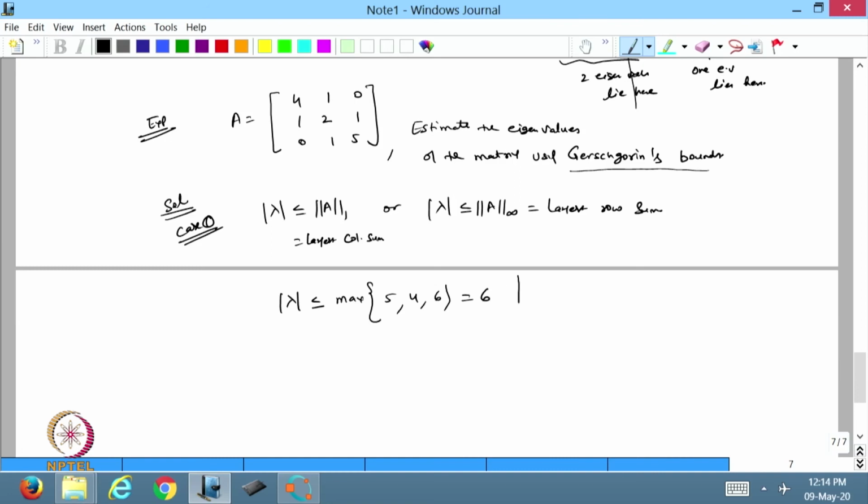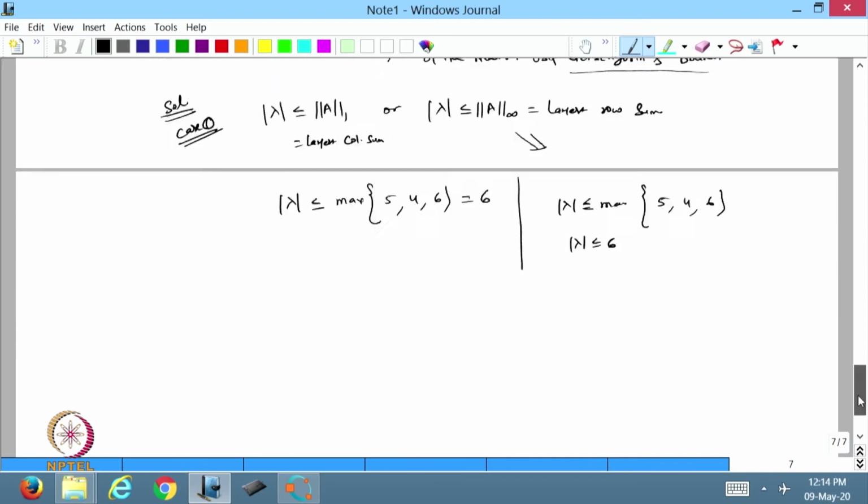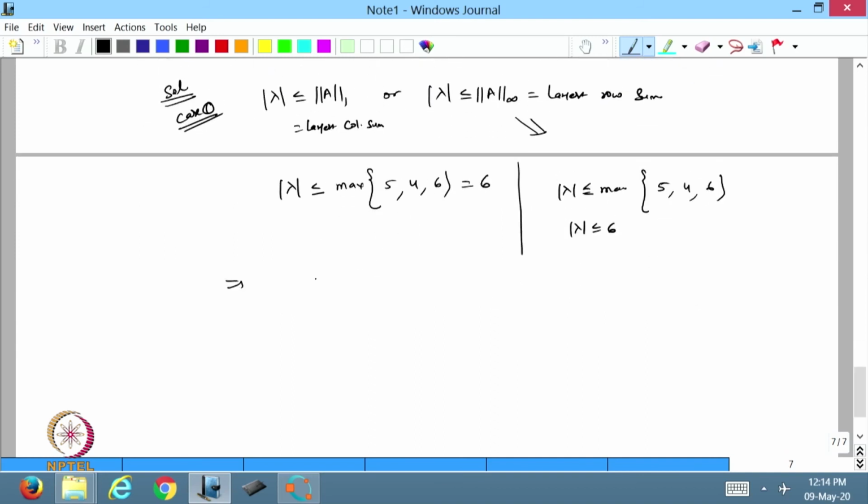Now, from here I will get lambda is less than or equal to the maximum over all row sums. So, that is 4 plus 1 is 5, 2 plus 1 plus 1 is 4, and 6. Now, from here I will also get lambda is less than or equal to 6. So, the magnitude of lambda is less than or equal to 6. This is the first bound I will get, case 1.